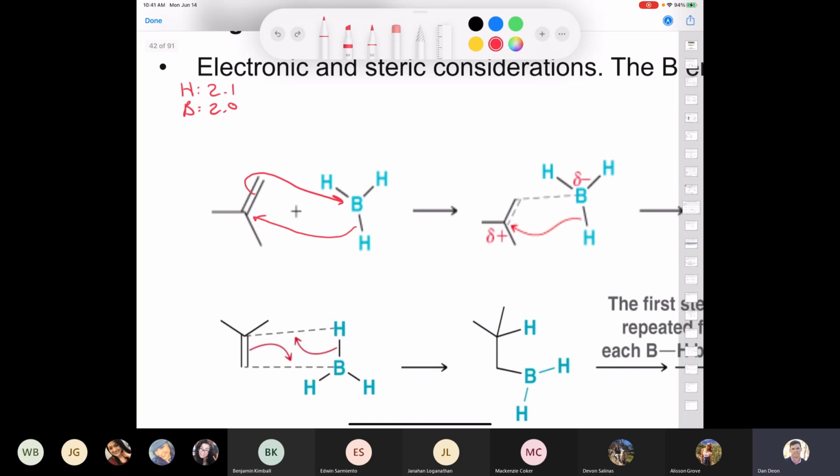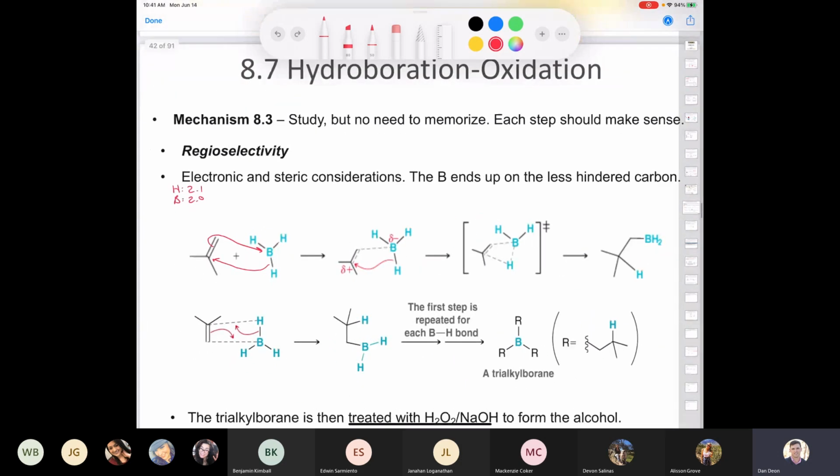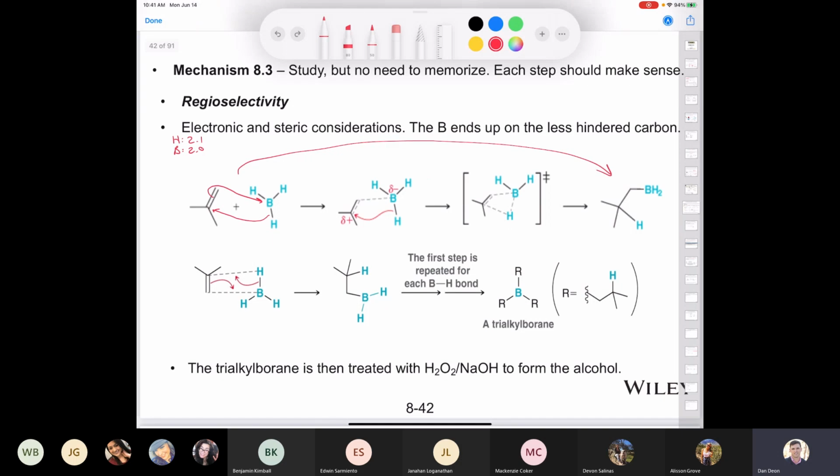But if you follow my 2 arrows, what would you end up with? Okay, my 2 arrows would take you right here, where you have the boron attached to the least hindered carbon and you have the hydrogen on the more hindered carbon. So that happens over and over again until you replace each hydrogen on the boron with an R group like this, and then you treat it with hydrogen peroxide, sodium hydroxide, which again, you can take the time to look at.